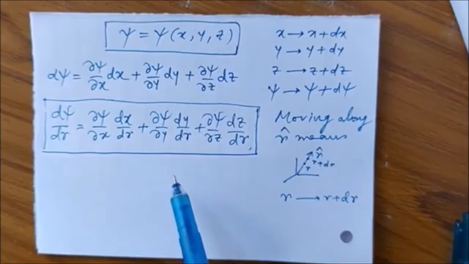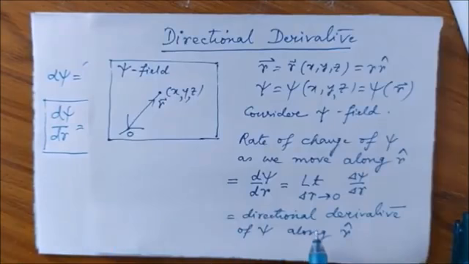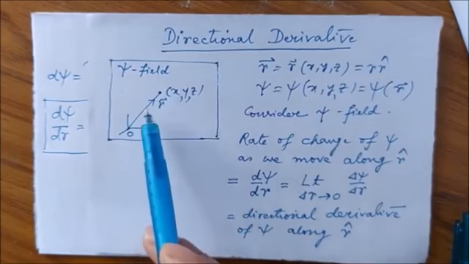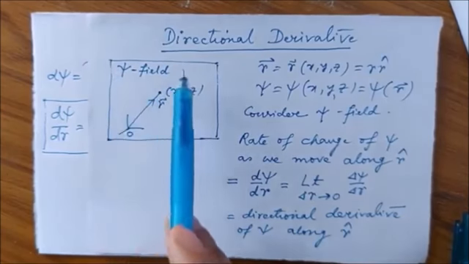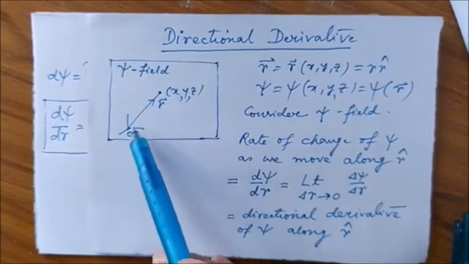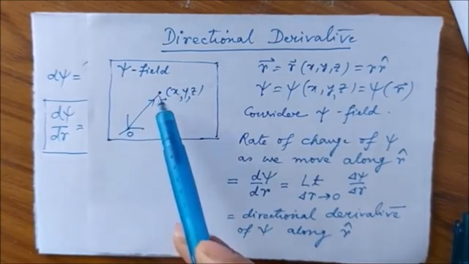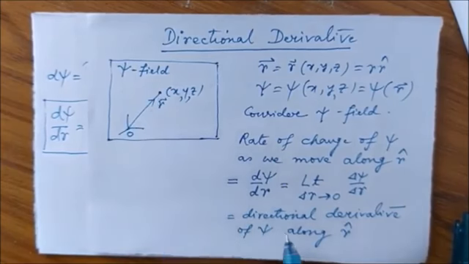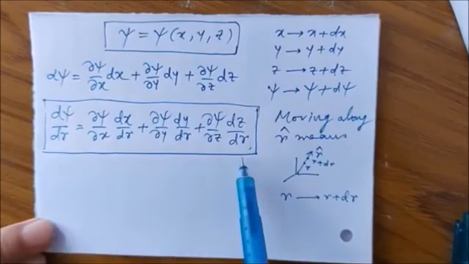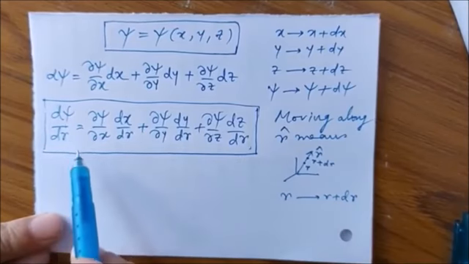I'll go to the next topic, that is gradient, saying once again that directional derivative refers to the rate of change of psi as one moves along r cap. This is a psi field. At each and every point, psi will have different values. If we are proceeding along a particular direction, say r cap, how does psi change? And that quantity is referred to as directional derivative of psi along r cap, and the mathematical expression is this one. But we will soon get a very short expression for it in terms of gradient.